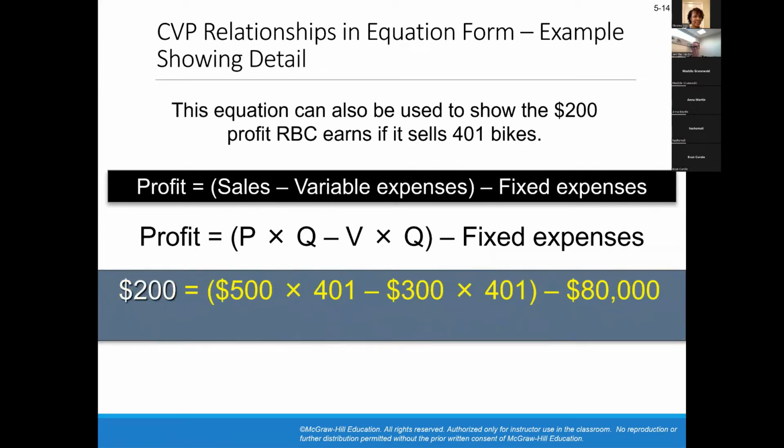Okay, so we show the 200 profit when we sell 401 bikes. So the formula would be 200 equals 500, which is my sale price, times the quantity of 401 units, less the variable cost, right? So that's going to be my $300 per unit times 401 units, less the fixed expense of 80,000.